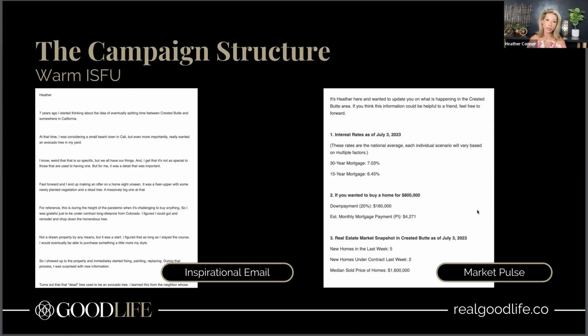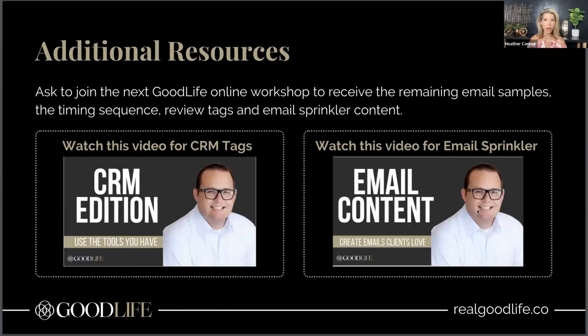So we just cover interest rates, and what the average or median price of a home sells for. We cover what that looks like financially from a loan perspective. And then we cover market stats for that week, like new homes listed for sale in the last week, new homes under contract, and median sold home prices.